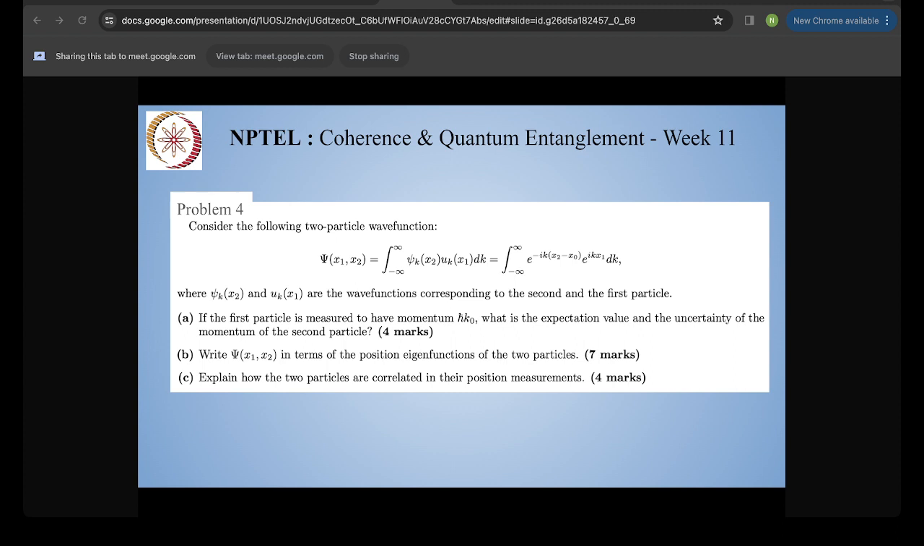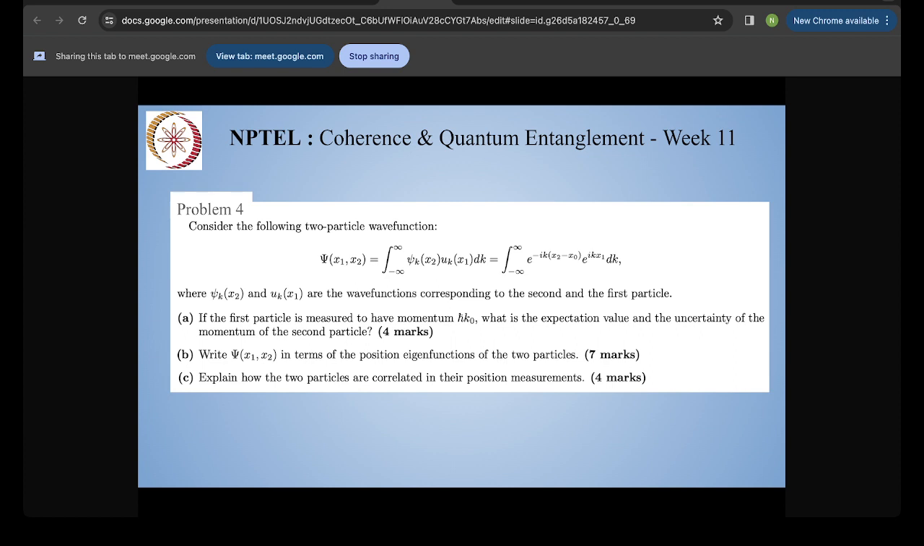So without doing anything, you can write for part A that upon momentum measurement, if the first particle is found to have momentum h bar k0, then the second particle is guaranteed to have the momentum of minus h bar k0. Thus the expectation value of momentum of the second particle is minus h bar k0, with uncertainty being 0. That will be the answer.